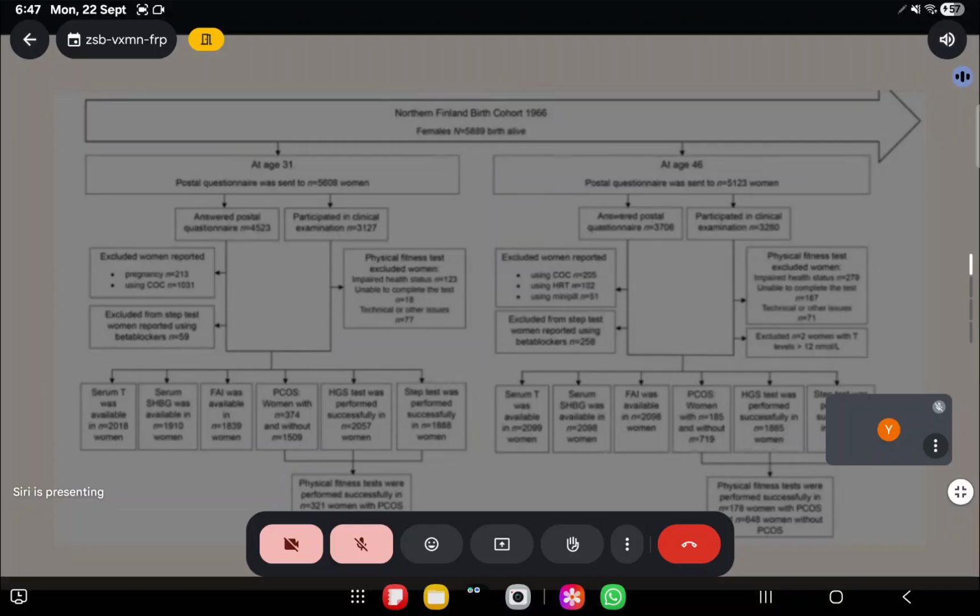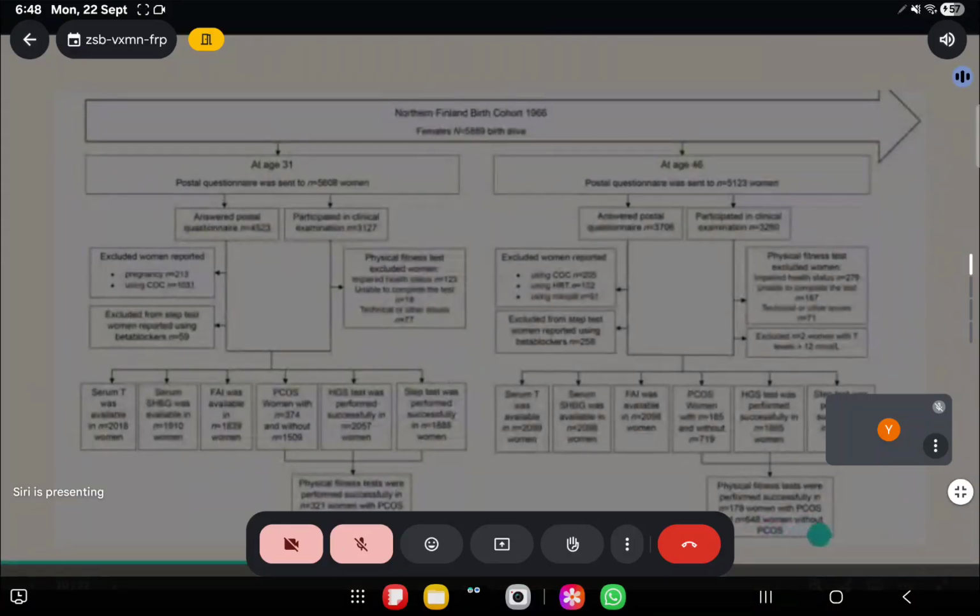The same set of participants were reassessed at the age of 46. They were excluded again if they reported using combined oral contraceptives, or if they were on hormone replacement therapy, or if they reported usage of the minipill. They were excluded from the test if they were using beta blockers, or if they were unable to complete the physical fitness tests due to impaired health status or injuries. They were also excluded if the testosterone levels were greater than 12 nanomoles per liter. In total, 178 women with PCOS and 648 women without PCOS were assessed at the age of 46.